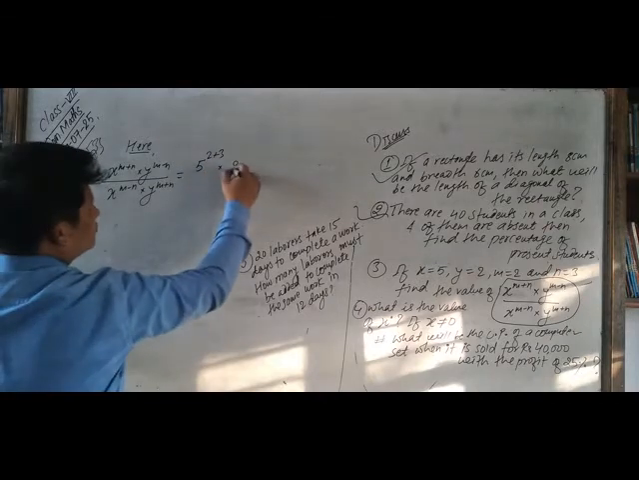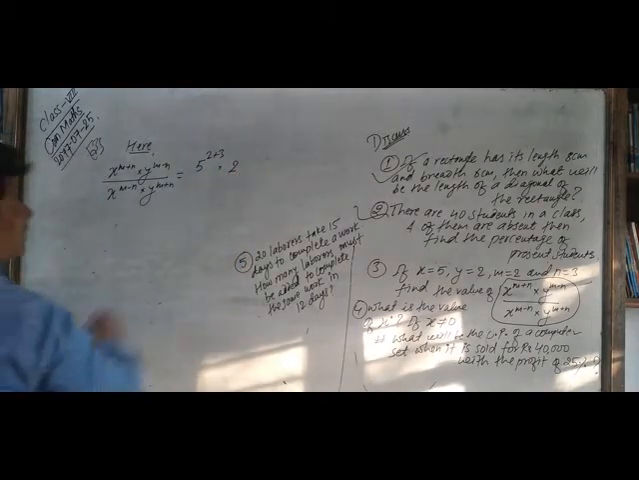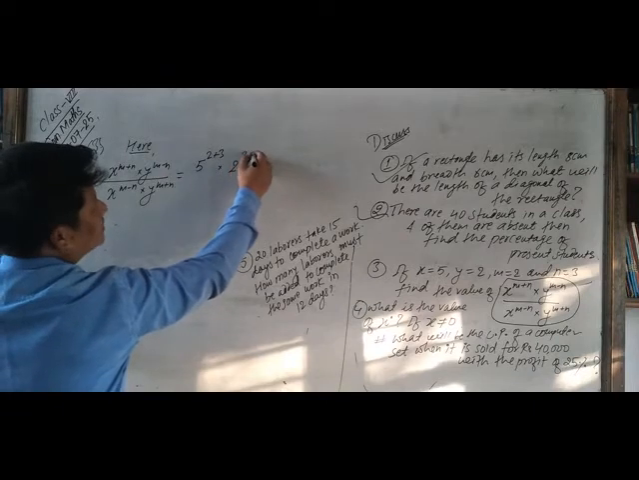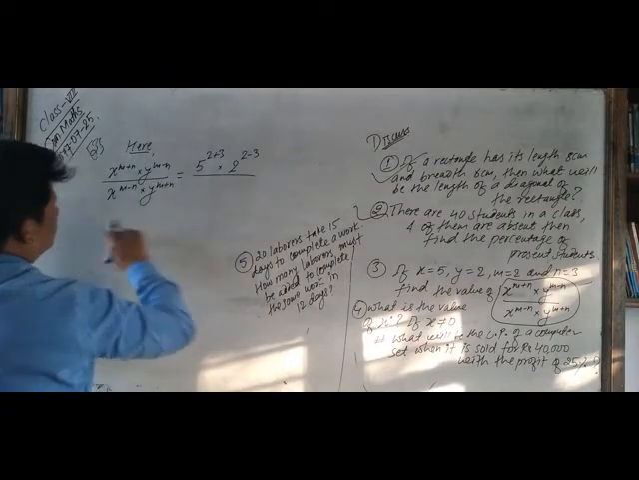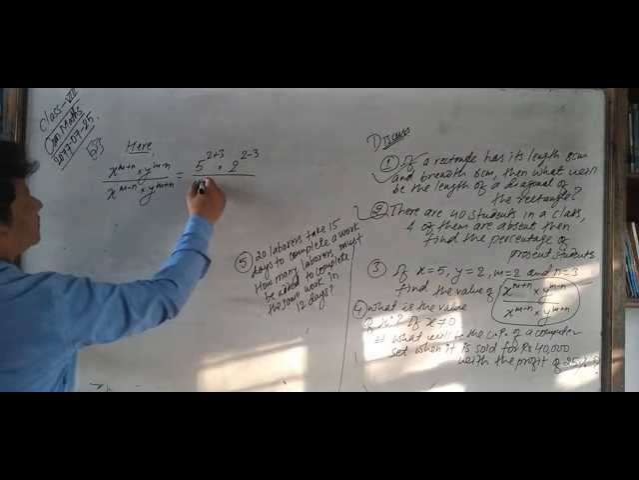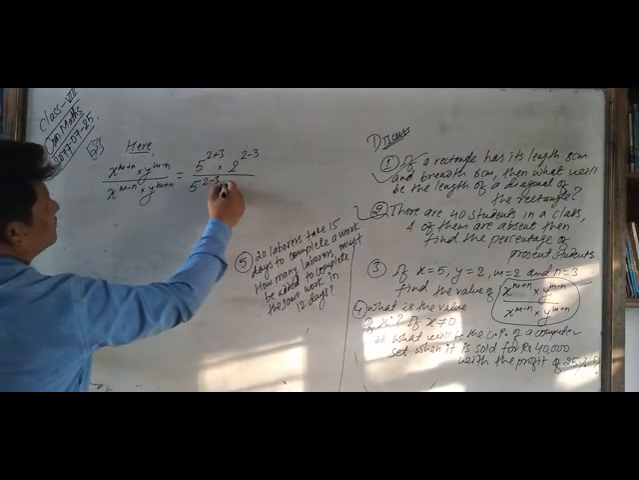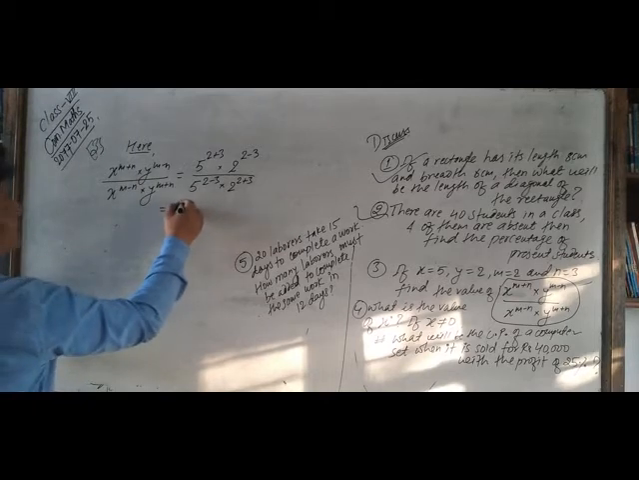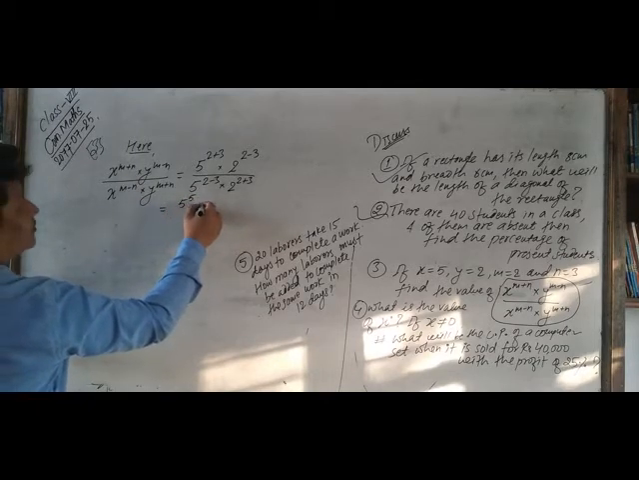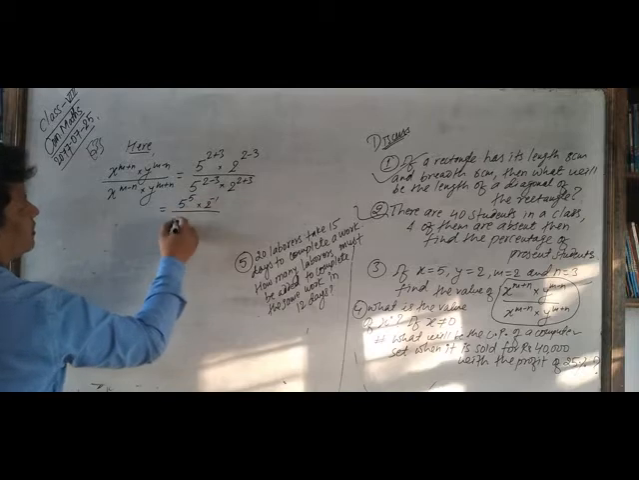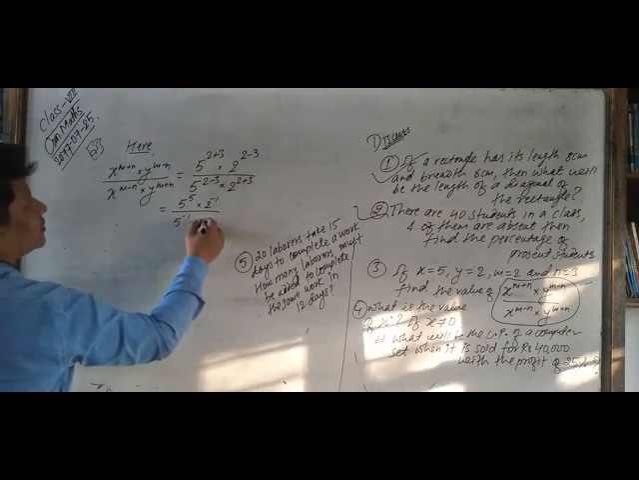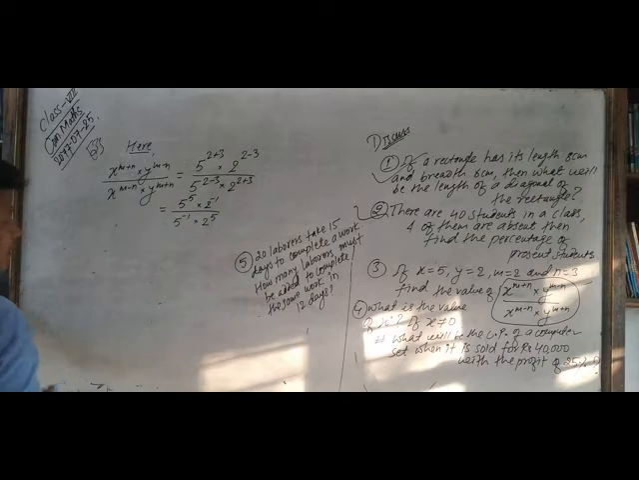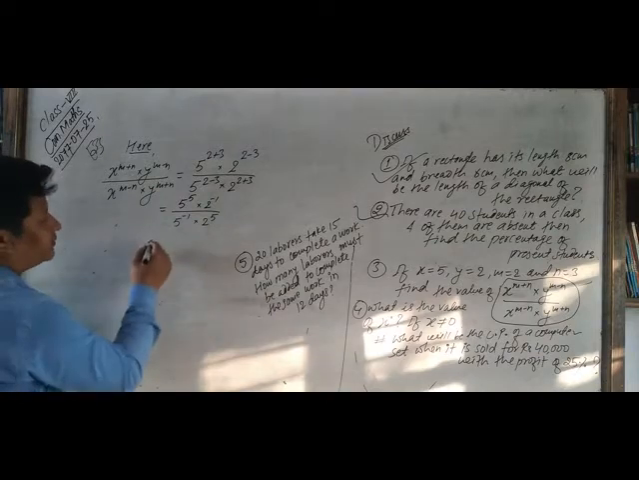Value of y is given 2, m is given 2, n is given 3. Value of x is given 5, 2 minus 3. Value of y is given 2, 2 plus 3. Okay, so have a look here. 5 to the power 5 into 2 to the power minus 1, 5 to the power minus 1 into 2 to the power 5. Have a look here.